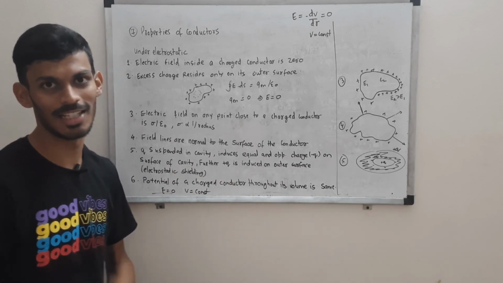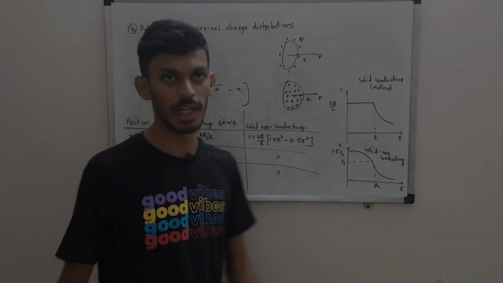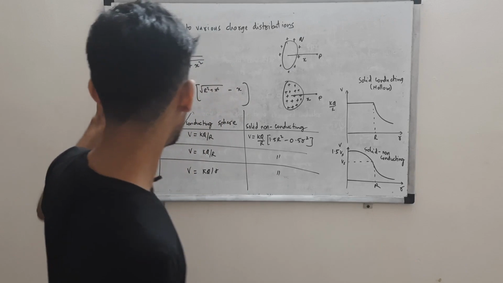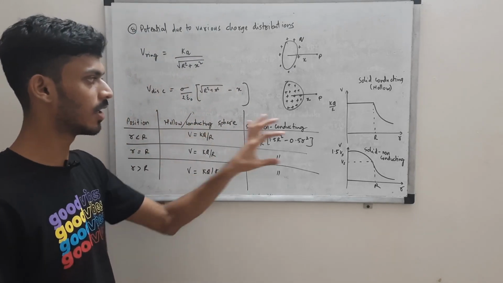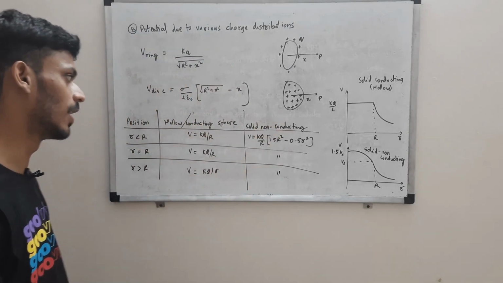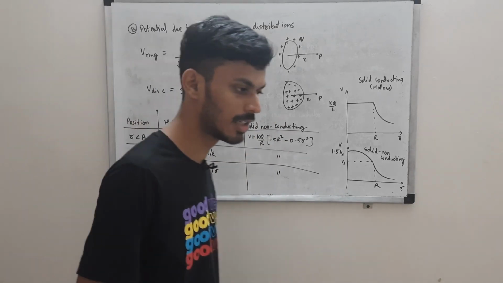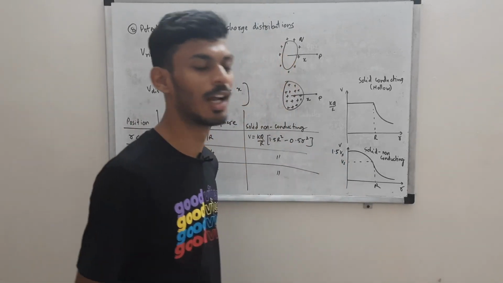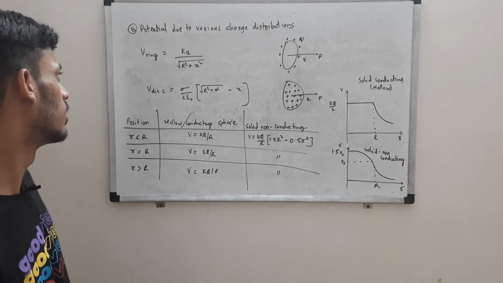Let's move to the next section. Potentials due to various charge distributions. We have a ring, disk, hollow conducting sphere, and a solid non-conducting sphere. Again, we have only the results. For derivations you'll have to come to our next class, the next video.